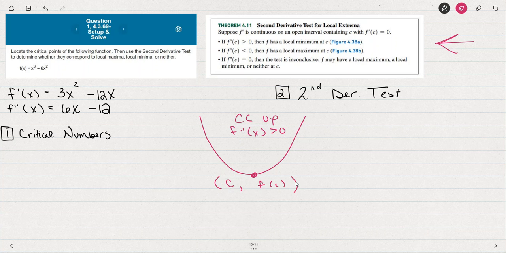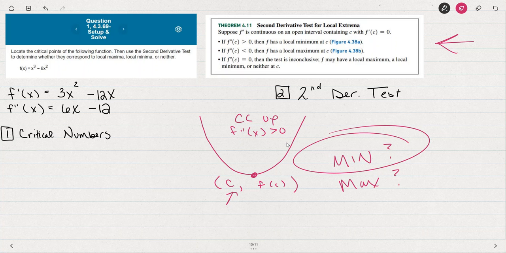But we know that this point at x equals c is a critical number, and we're just trying to determine, is it a minimum value, or is it going to give us a maximum value? Is it a local minimum at c, or is there a local maximum at c? Well, by looking at the concavity, we can say that because it's concave up, if this is a critical number, then it's going to be a minimum, right? And you can see that from the graph when we jot something down that's concave up.